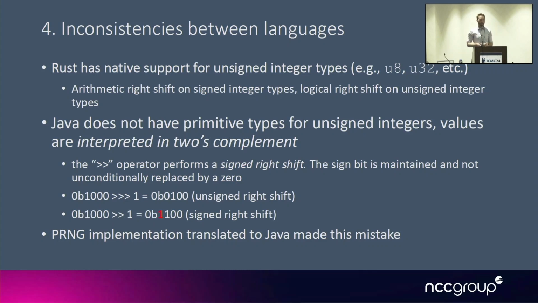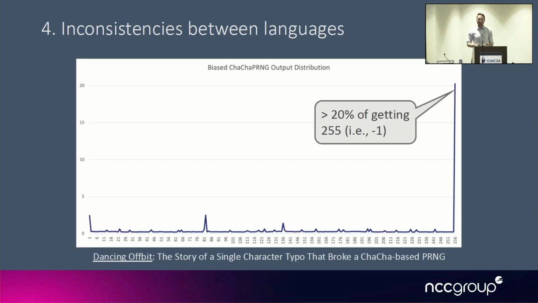I'm not going to go into too much detail here, but not too long ago, we reviewed a PRNG implementation that was translated from Rust or maybe Go to Java, and they forgot to change the right shift operator to the triple chevron one, which is the unsigned right shift. This led to a pretty broken PRNG, where here I just plotted the probability of getting any given value. This PRNG had over 20% probability of obtaining the value 255, the max byte value. So, yeah, this is a pretty broken PRNG that shouldn't be used in practice.